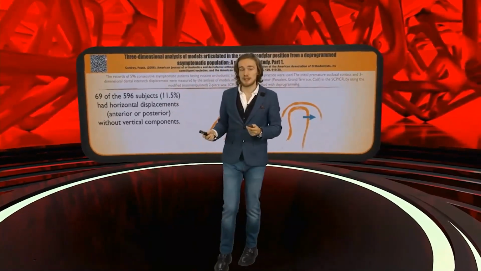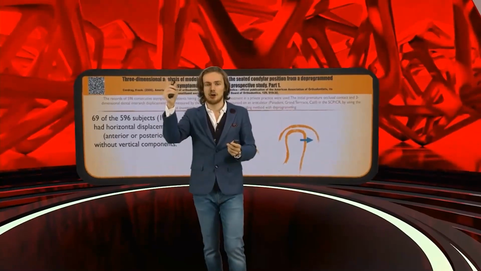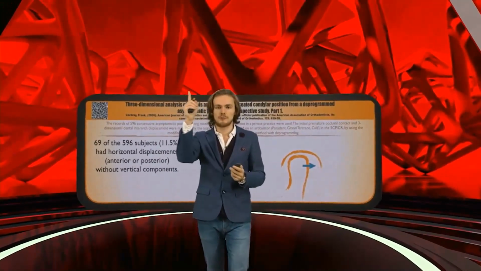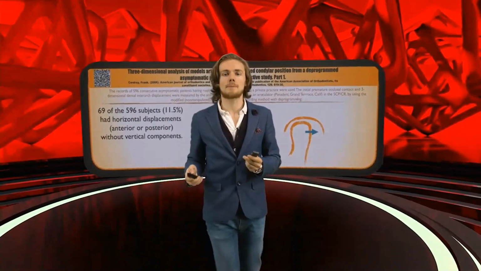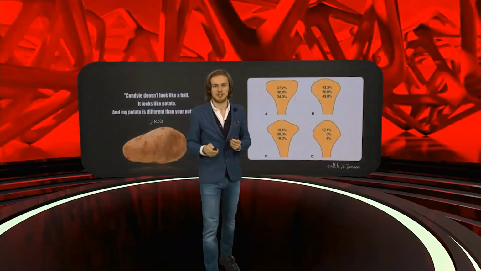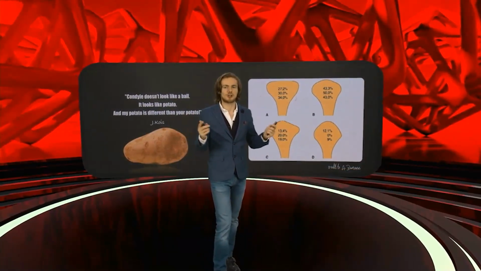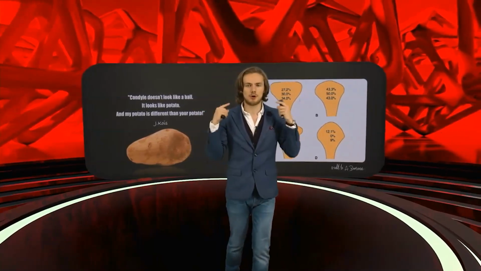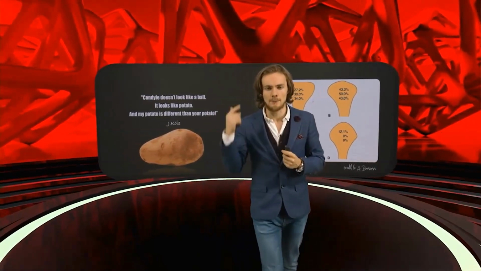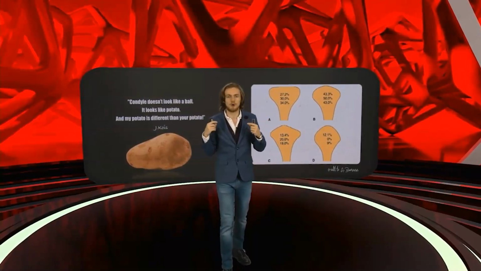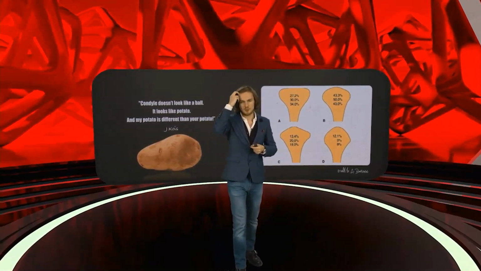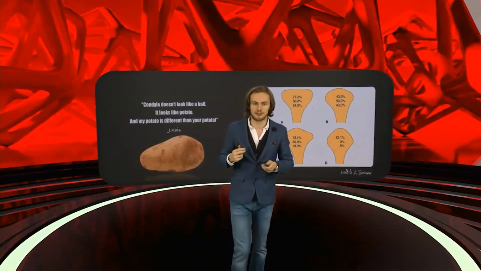About 11% of the people had only the parallel movement on the top of the fossa. So the fossa on the top was flat. There was no magic point of centric relation. So we will have different condyles. John Coyce used to say, my condyle is not a ball, my condyle is a potato, and my potato is different than your potato. So we do not have balls in our joints, we have balls in the articulators. This is why it's not so good to use only the articulator.